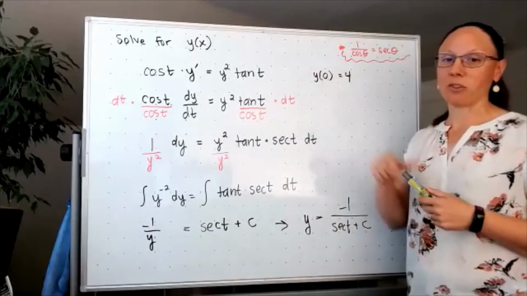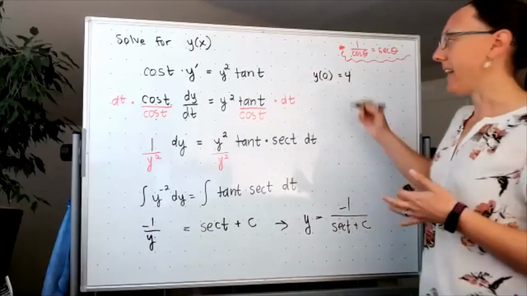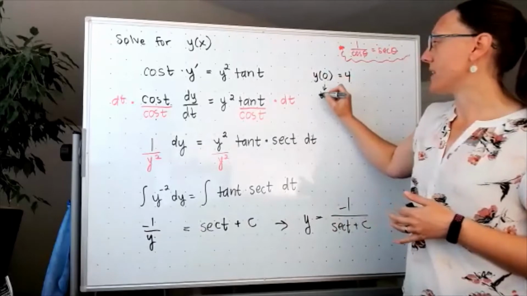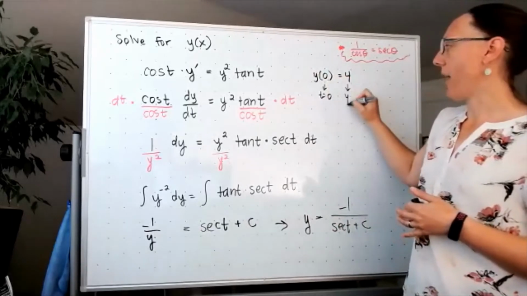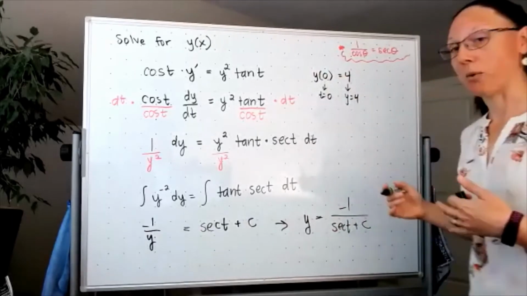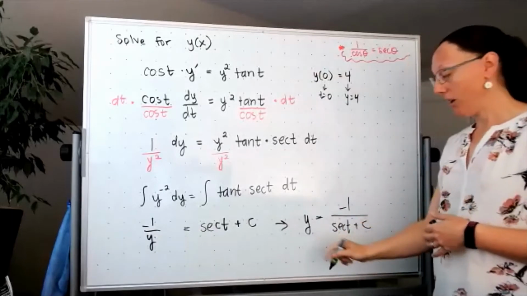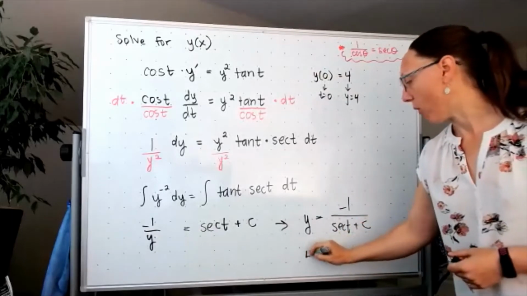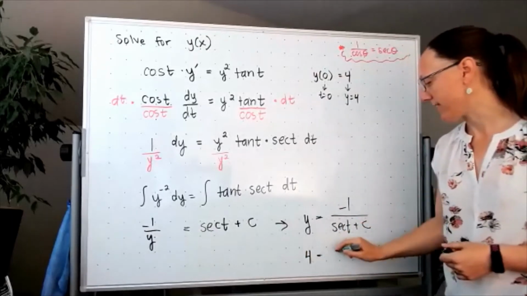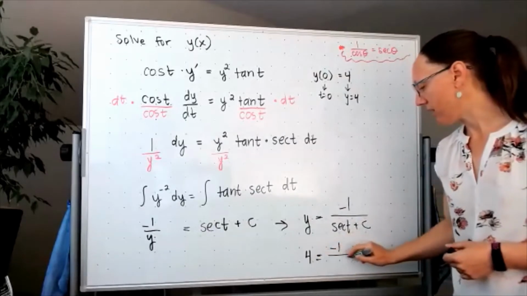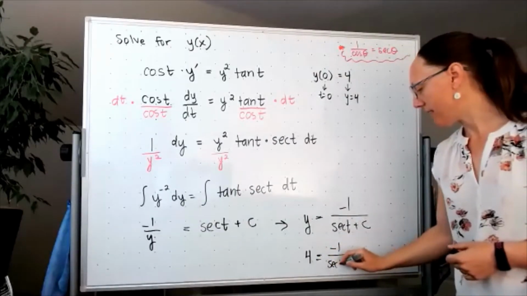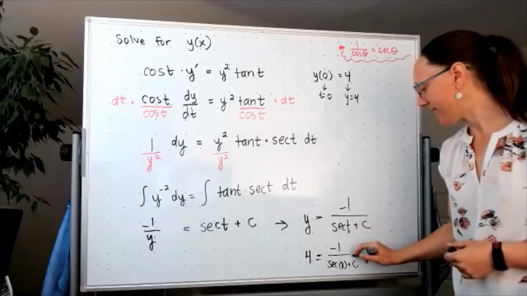Next, we're ready to deal with our initial condition. And again, notation-wise, this tells me when t is equal to 0, y is equal to 4. So I'm going to plug those in where they go. I will replace the y with a 4 and replace the t with a 0. And that's going to give me secant of 0 plus c.